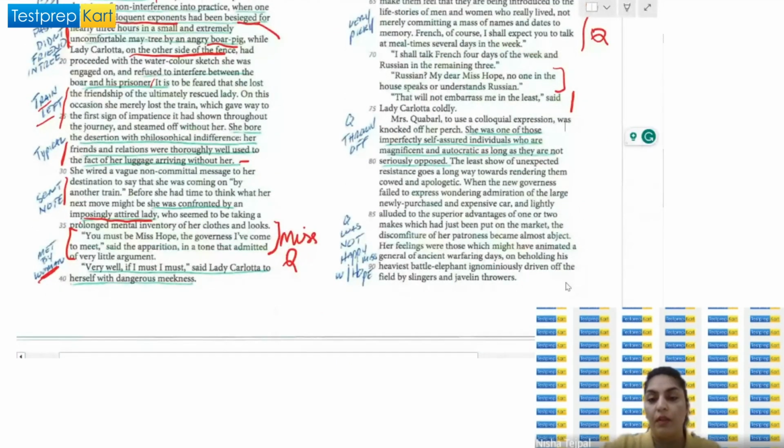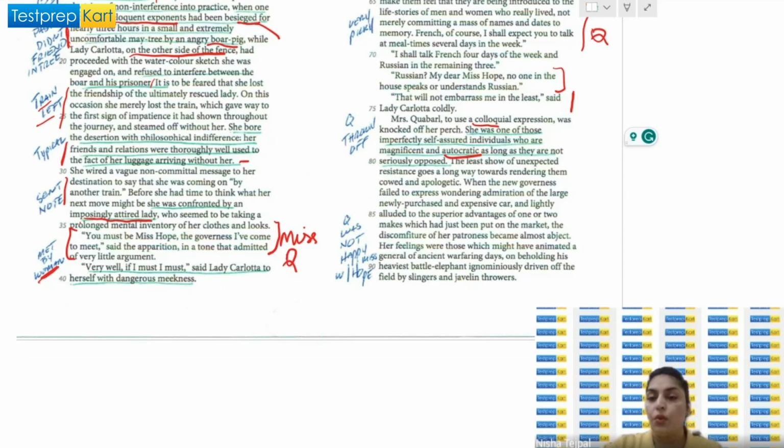Okay, we have another paragraph. "Miss Quabal, to use a colloquial expression, was knocked off her perch." To use a colloquial expression means in an informal way. Now she says something. "She was one of those imperfectly self-assured individuals who are magnificent and autocratic as long as they are not seriously opposed." Autocratic means dominating. Miss Quabal is dominating, and she's among those women who are dominating until they are opposed. Means if somebody opposes them or stands against their opinion, till that time they look completely dominating, domineering.